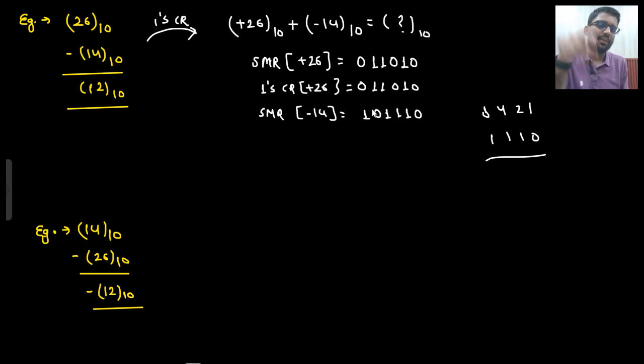Why did I put this 0? Because these were total 5 bits, and 1 is the sign bit, 5 magnitude bits and the sign bit. So here also I would need the same number of bits, because I need to perform the addition, that's why.